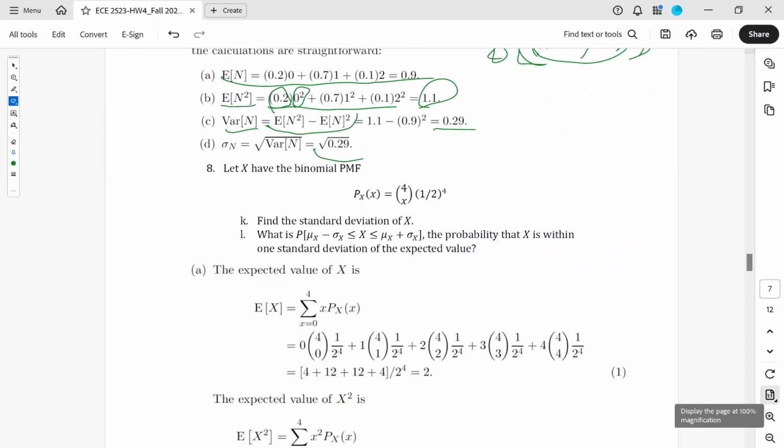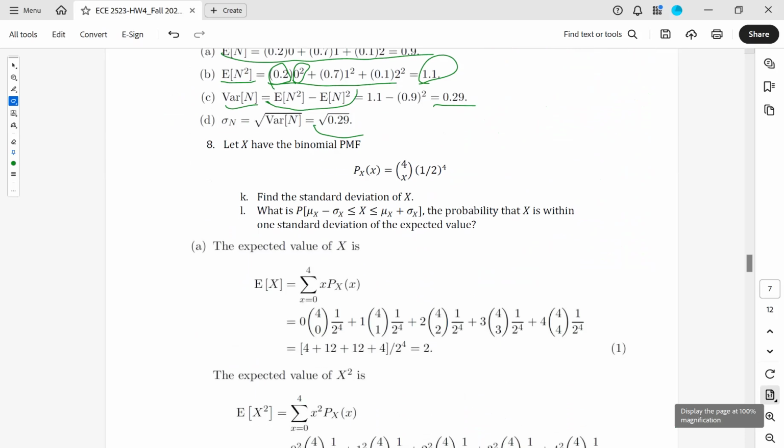Now, question 8 is a little bit not trickier, but you have to know what you're doing, or have a deeper understanding of the values that it represents. In question 8, we have a random variable X with a binomial PMF, and we have the PMF of X. The question asks you to find the standard deviation of X. What was the standard deviation of X? It was the square root of the variance. So in order to calculate the standard deviation, you have to calculate the variance.